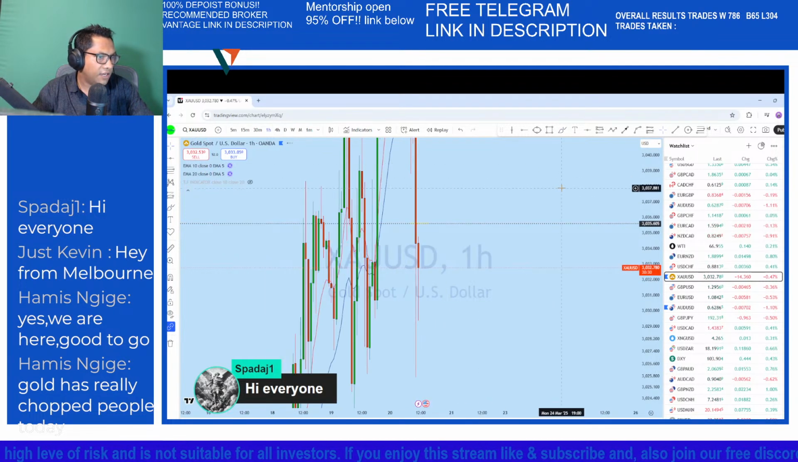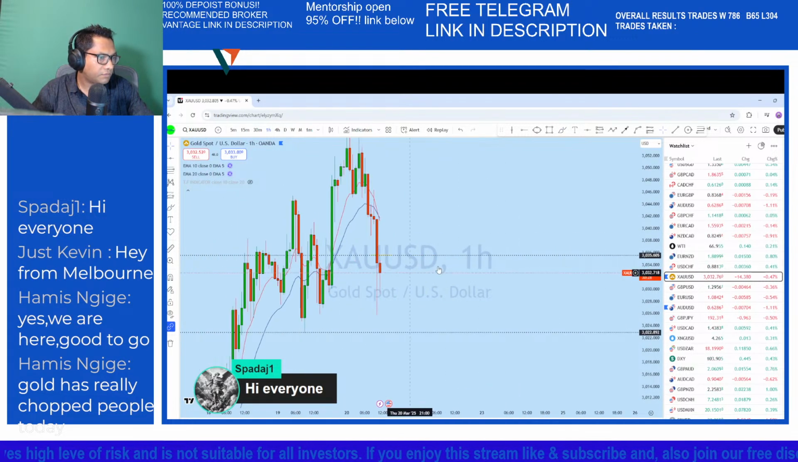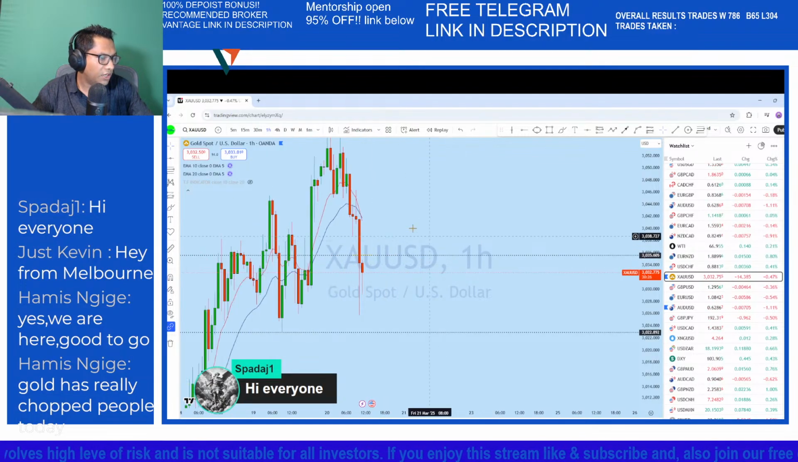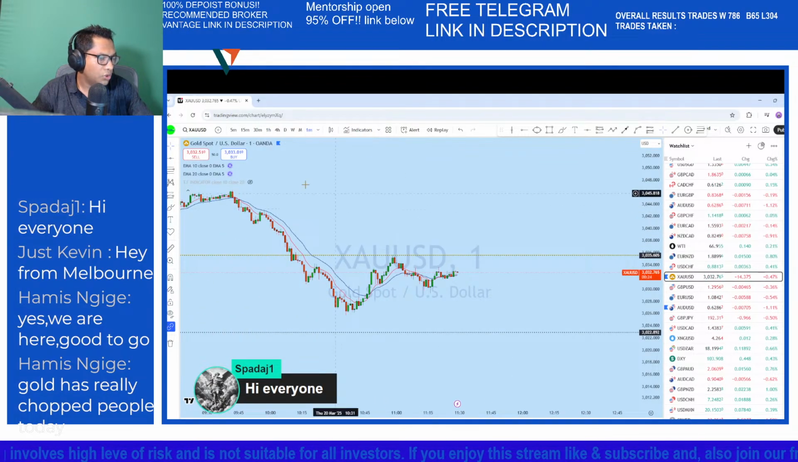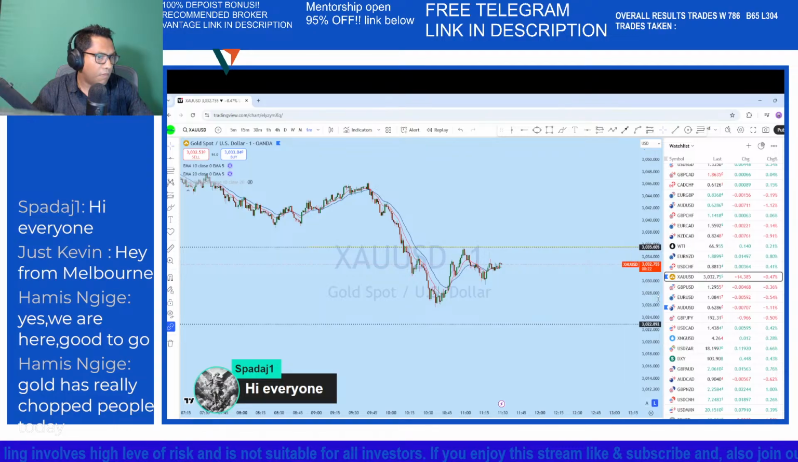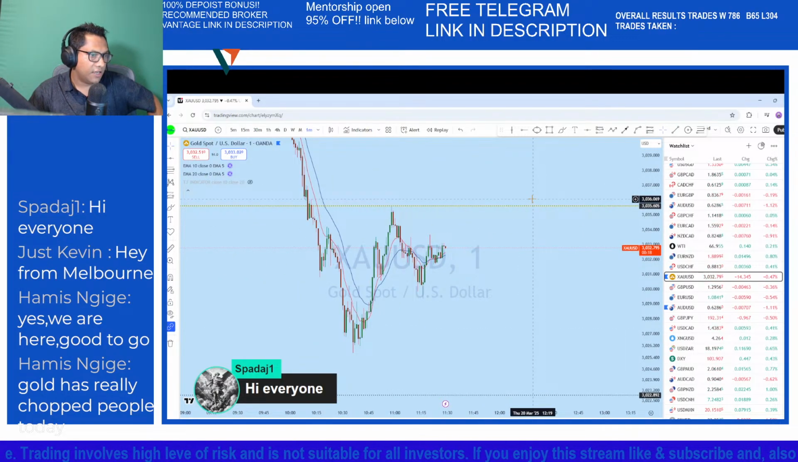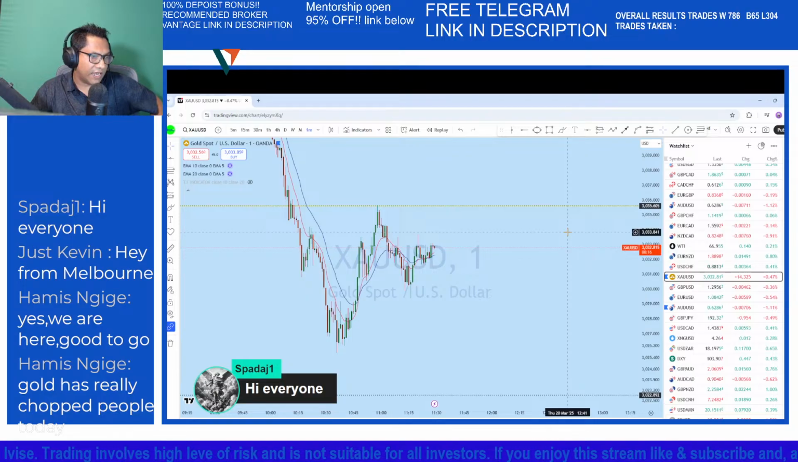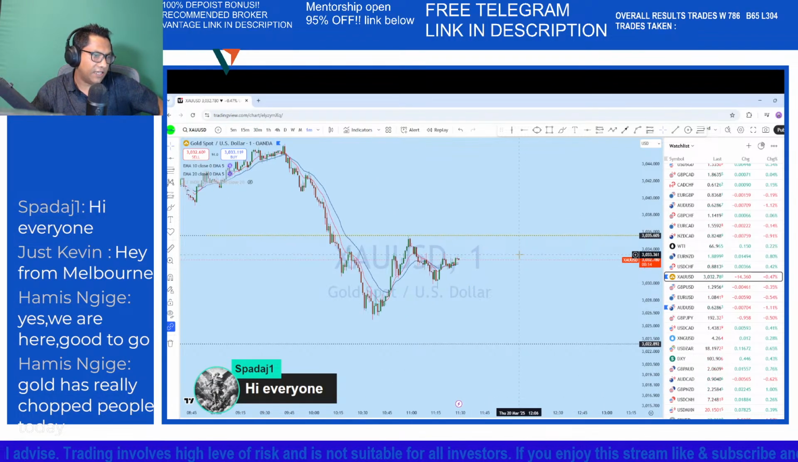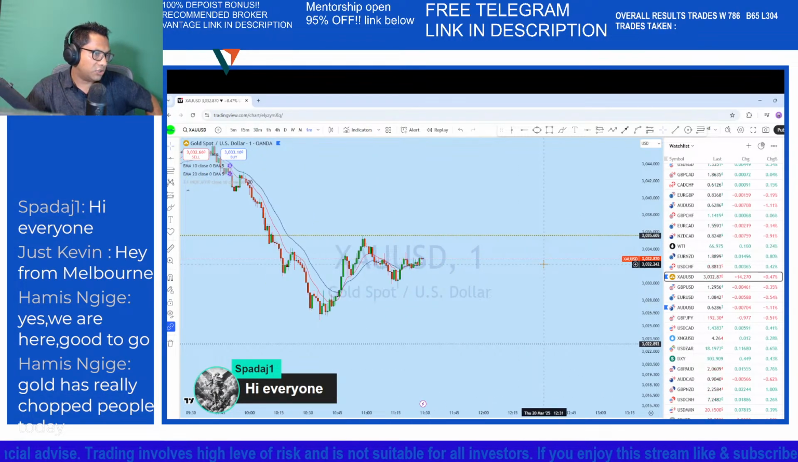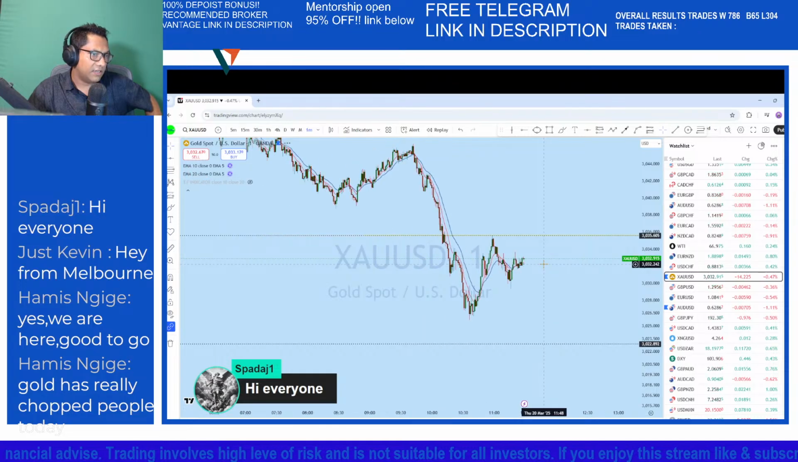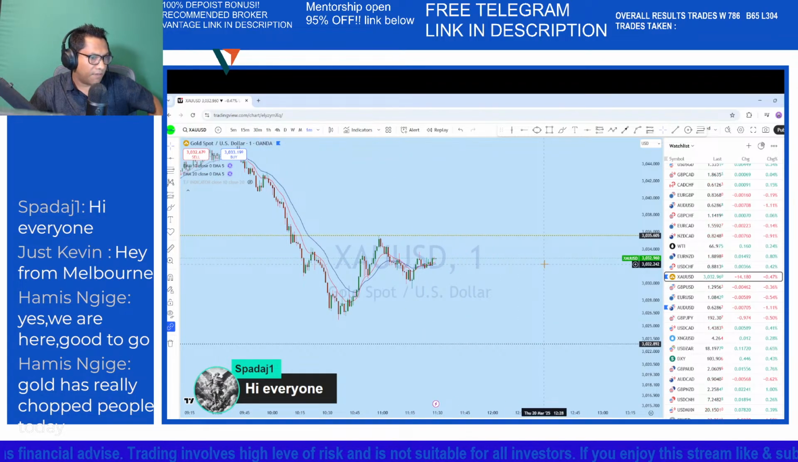So looking at this zone here, I'm expecting this price to bounce back up potentially and then give us that entry opportunity. So what we see in this market is the price retesting and then reverting back again.